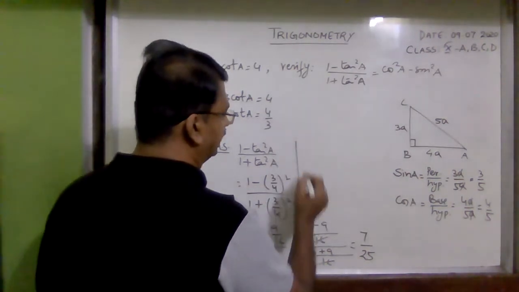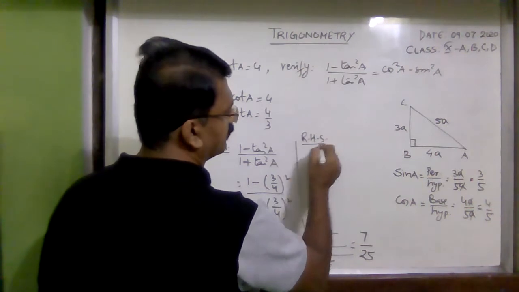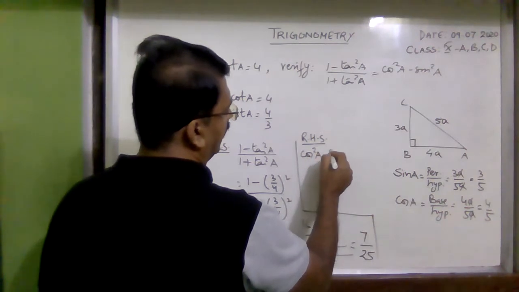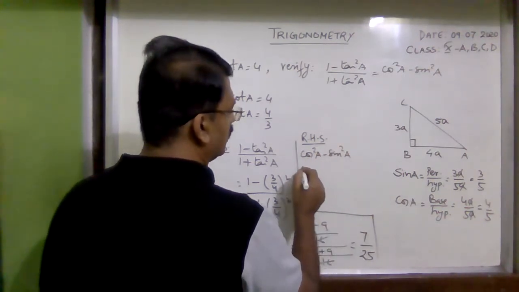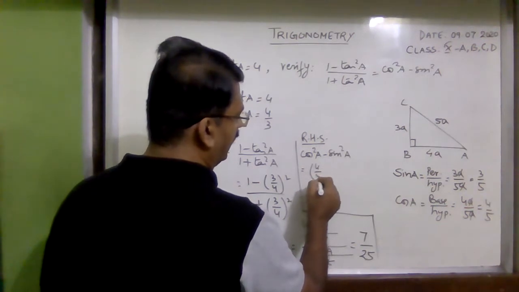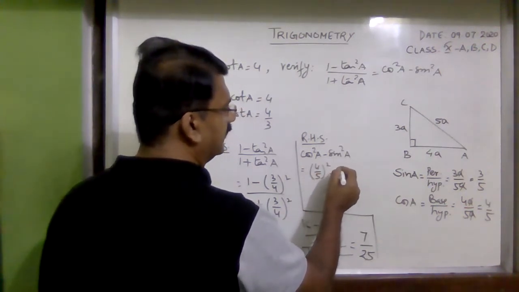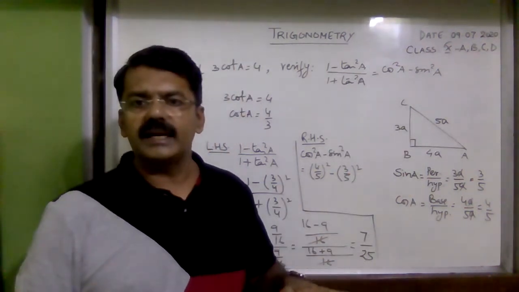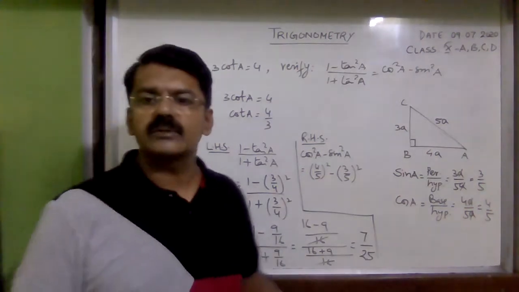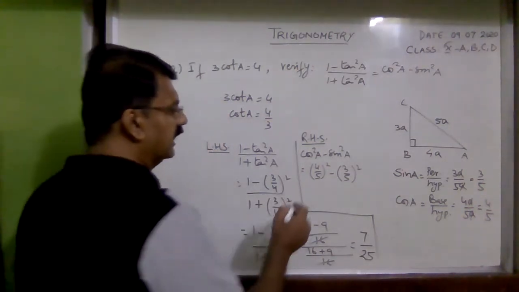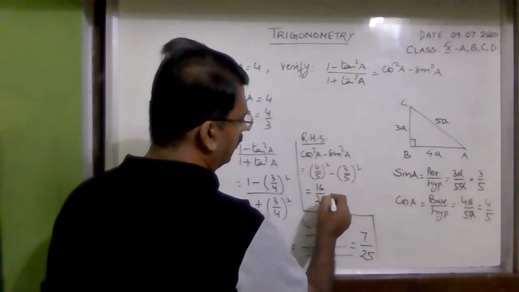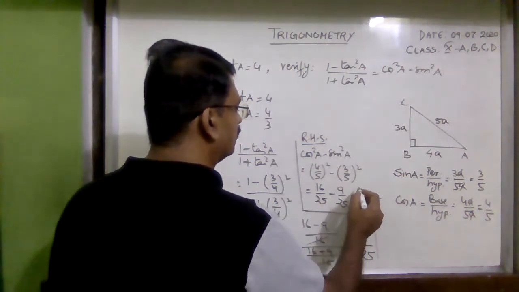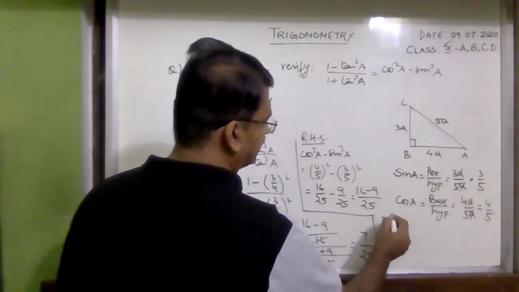Now we will solve the right hand side. The right hand side means cos square A minus sin square A. So cos square A means 4 upon 5 whole square. Sin square A means 3 upon 5 whole square. Because I told you cos square A is nothing but cos A whole square and sin square A is nothing but sin A whole square. Now you see it is 16 upon 25 minus 9 upon 25 and now you take 25 LCM. So in the numerator you will have 16 minus 9, that is 7 upon 25.